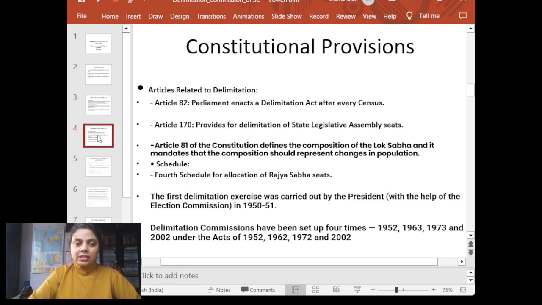Apart from that, UPSC has already asked in the year 2024: how many times has a delimitation commission been set up so far? There are four times this commission has been set up: in the year 1952, 1963, 1972 and 2002, under the act of the same year. The first delimitation was carried out by the President in the year 1950-51.